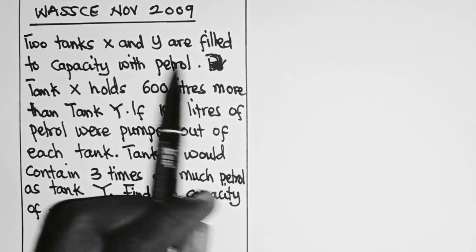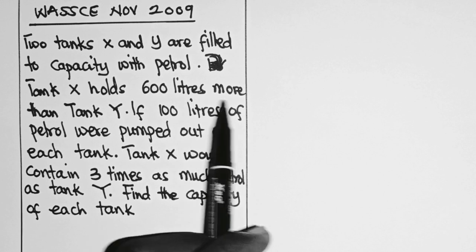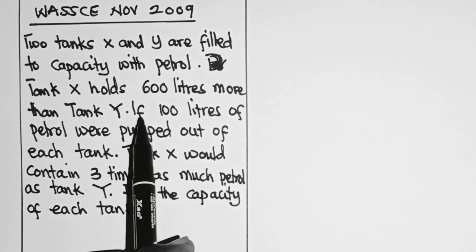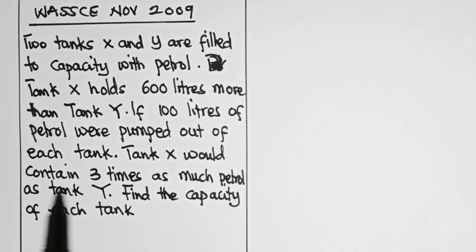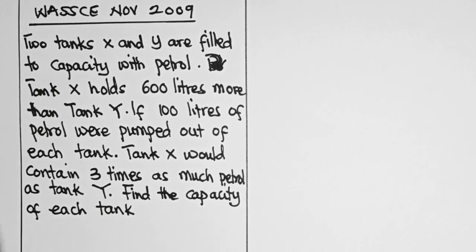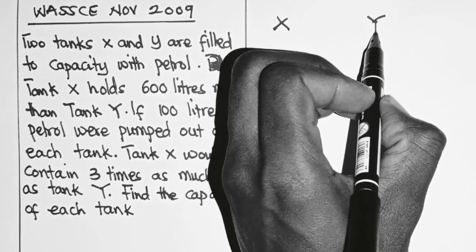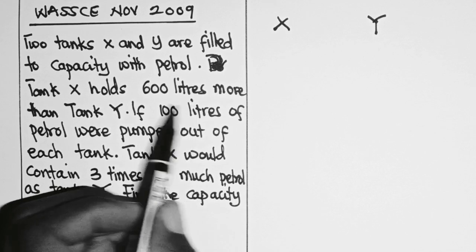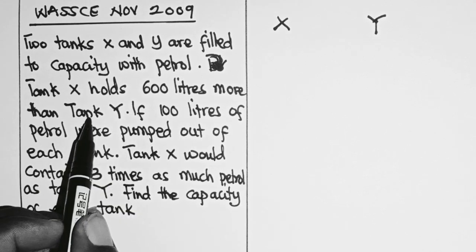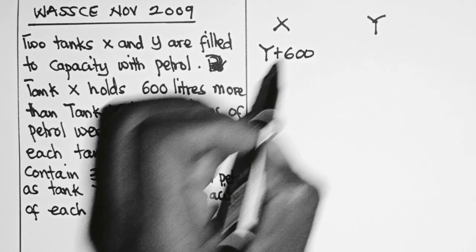2 tanks, X and Y, are filled to capacity with petrol. Tank X holds 600 liters more than tank Y. If 100 liters of petrol were pumped out of each tank, tank X would contain 3 times as much as tank Y. Find the capacity of each tank. So we have tank X and then tank Y. Then the question says that tank X holds 600 liters more than tank Y. So that means that tank X is equal to tank Y plus 600 liters.